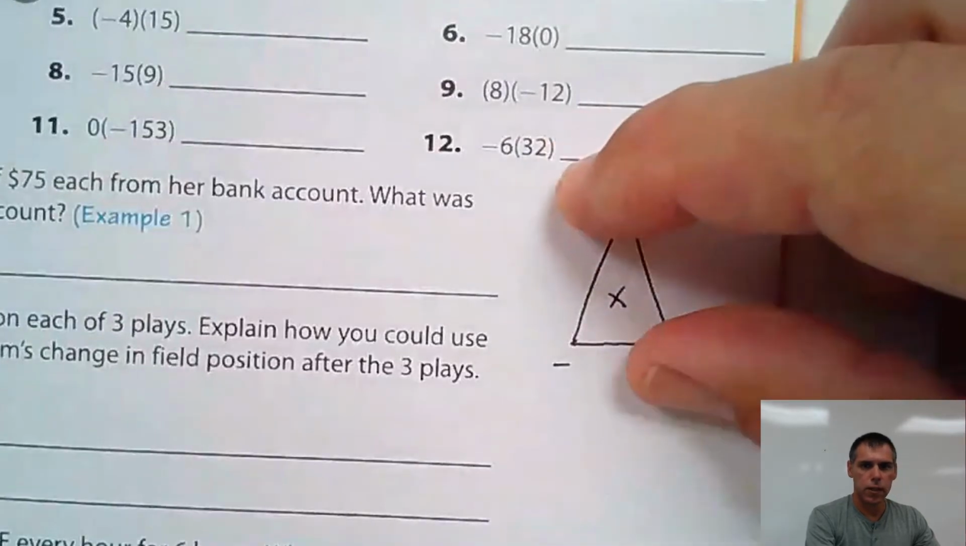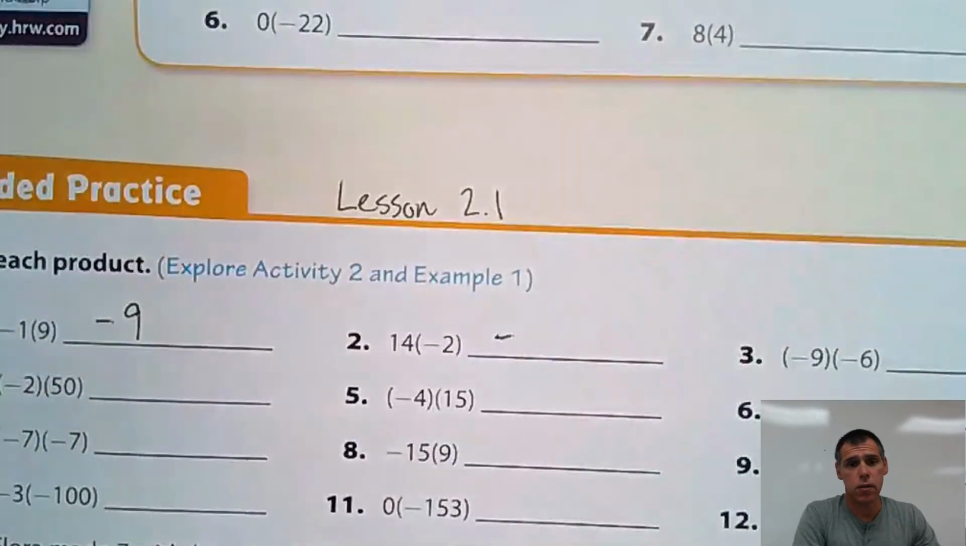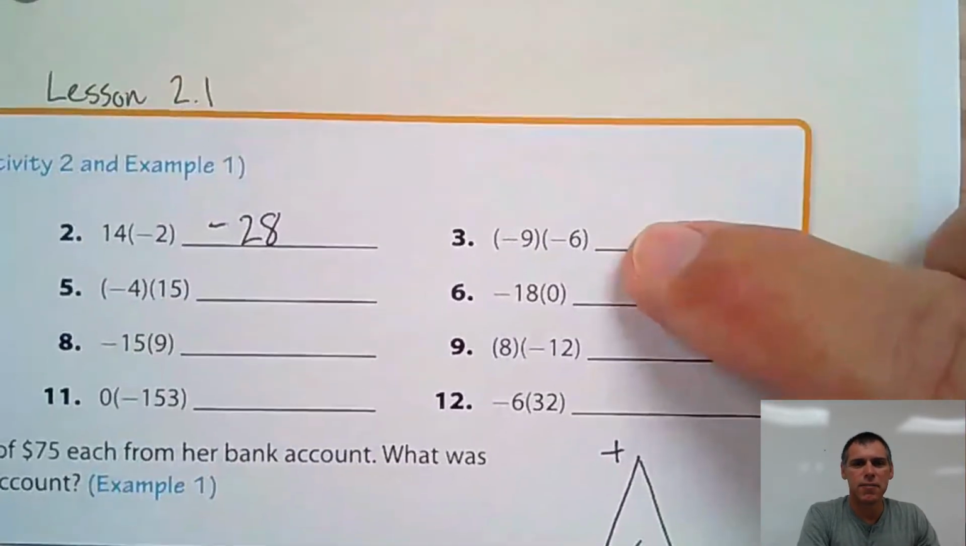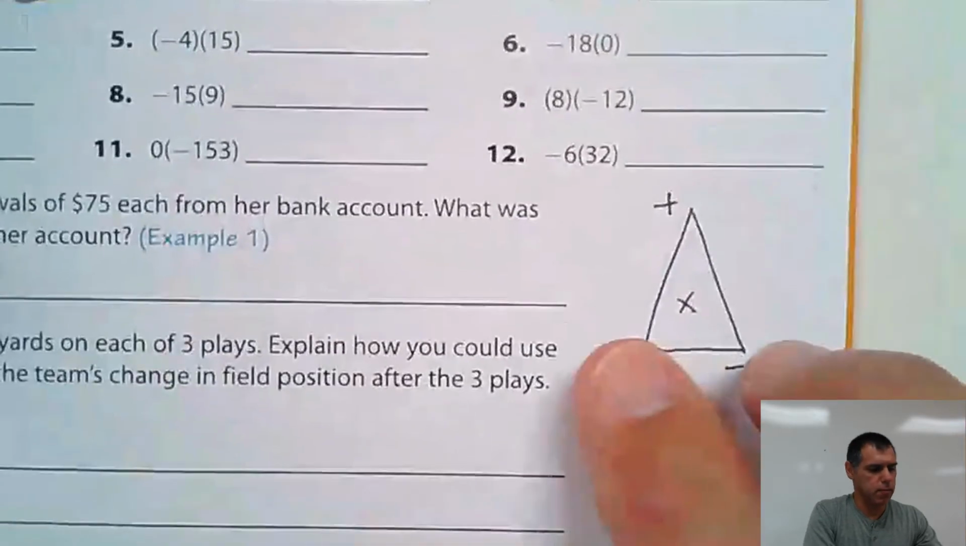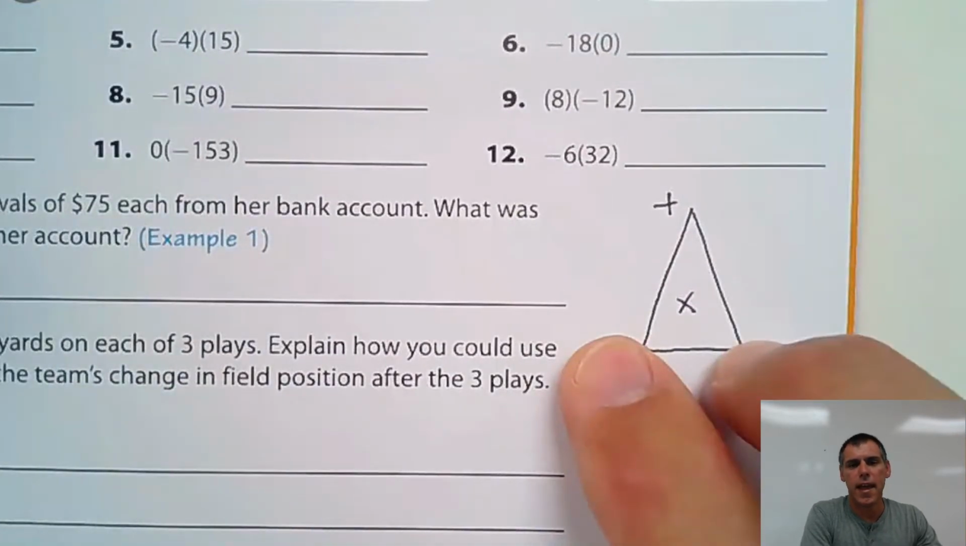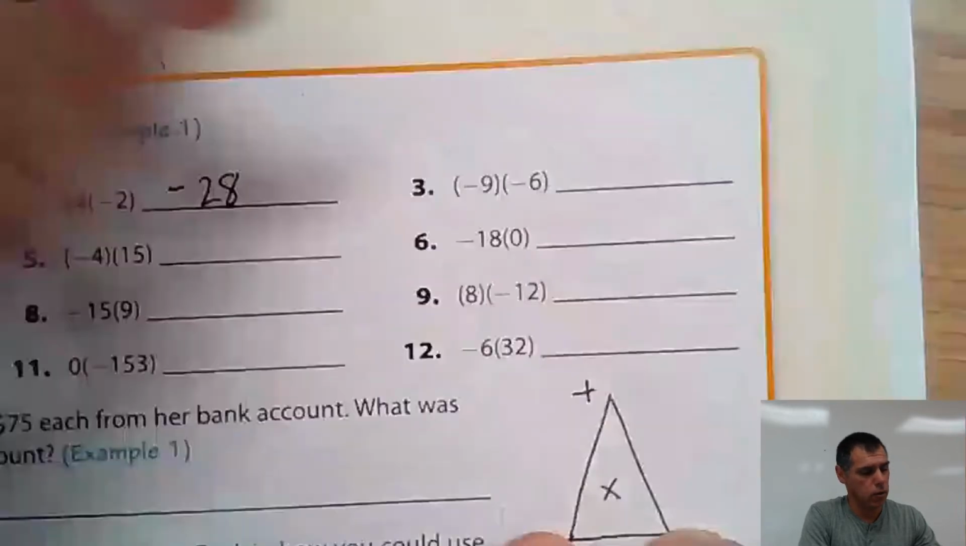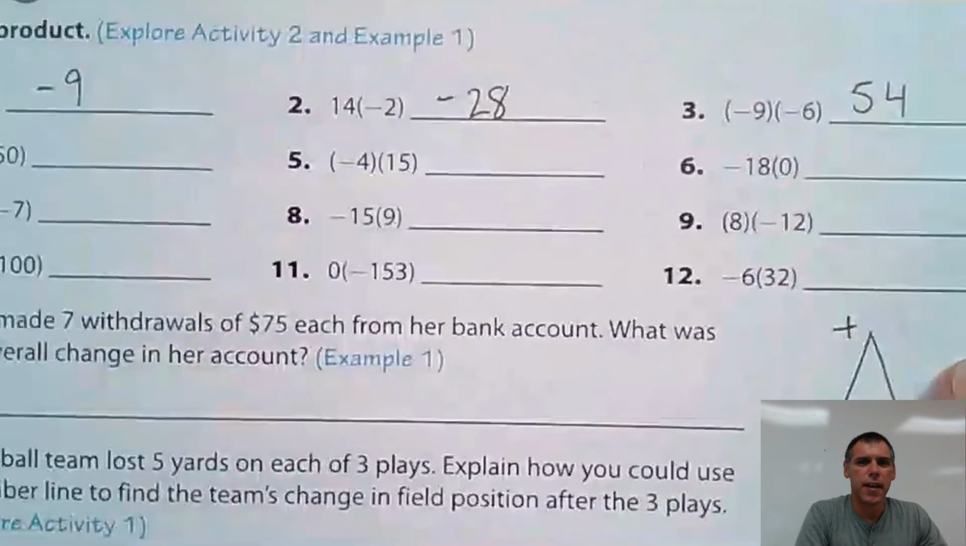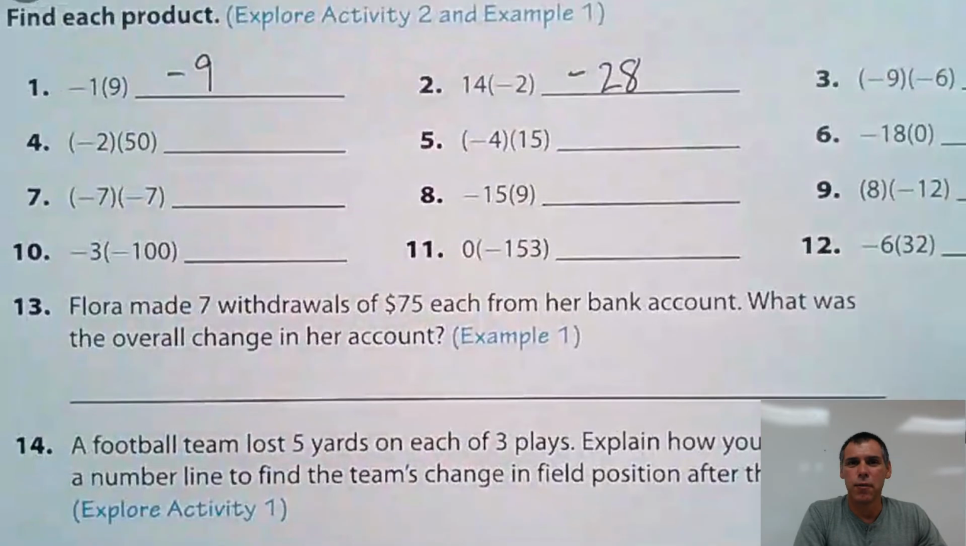For 14 times negative 2, I have positive 14, negative 2. The answer is going to be negative, and I know 14 times 2 is 28. This one, negative 9 times negative 6. So that's going to be negative times negative, and negative times negative is positive. So 9 times 6 is 54. And I didn't put a positive down there. We just assume that it's positive when there's no sign.